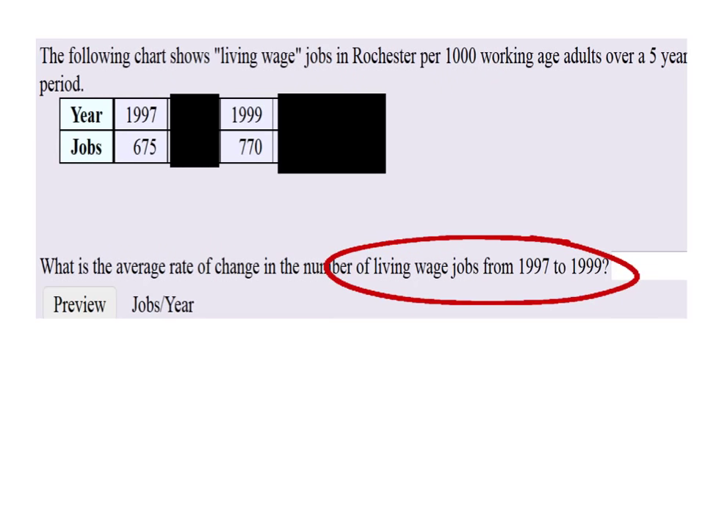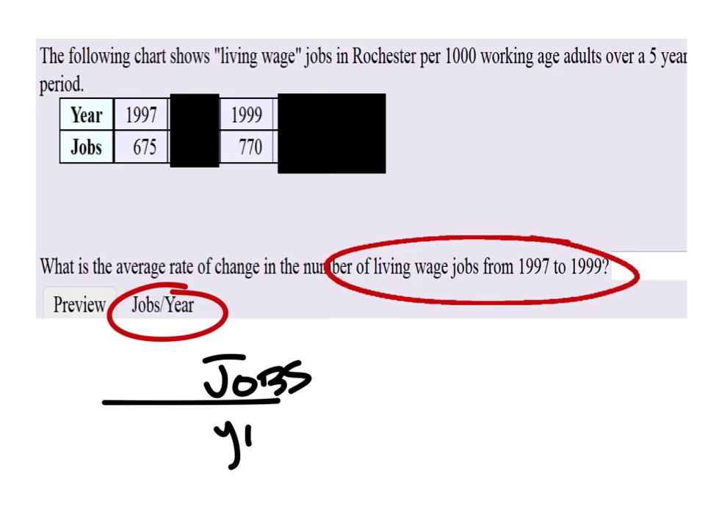I should have read the whole thing, so let me go back. Let me read the question. What is the average rate of change in the number of living wage jobs from 1997 to 99? But then it tells us it's jobs per year. So that helps us set up the fraction. That's why that's important there. We've got jobs, then we've got years. Because here's the problem: if you put the jobs in the denominator, you may get a very, very different number than what we're going to get.